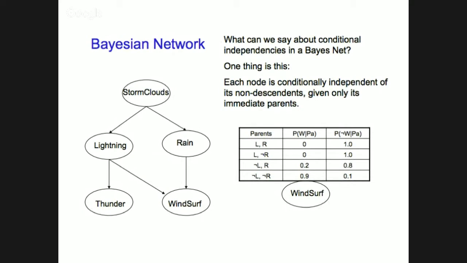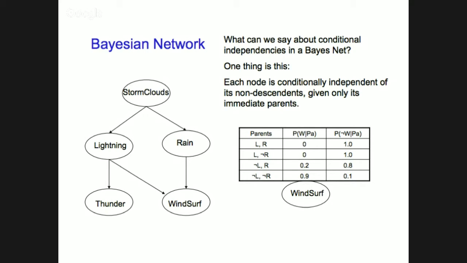Say for this particular BayesNet, we have some random variables: storm clouds, lightning, rain, thunder, and windsurf, and the arrows represent which variable depends on the other variable. From here, you can infer lightning and rain depend on storm clouds. Thunder and windsurf depend on lightning. Windsurf also depends on rain. So this gives you a general idea of how one node depends on another.